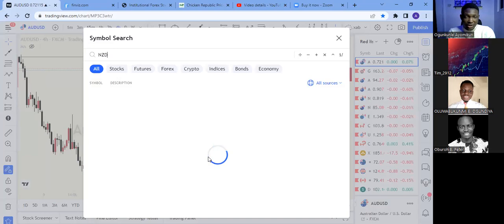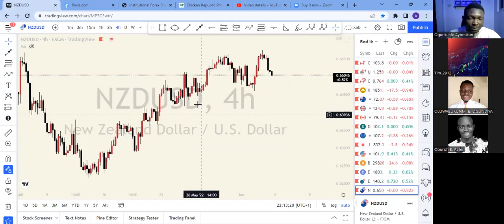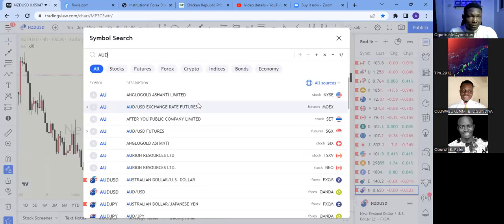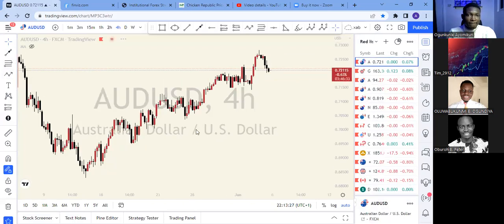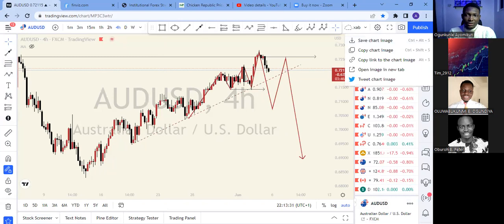I think NZD USD should be setting up for a sell too. Sorry, let me take a screenshot of this.